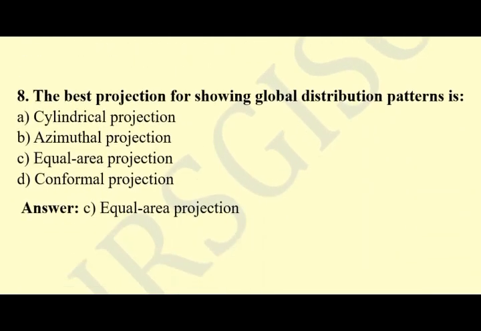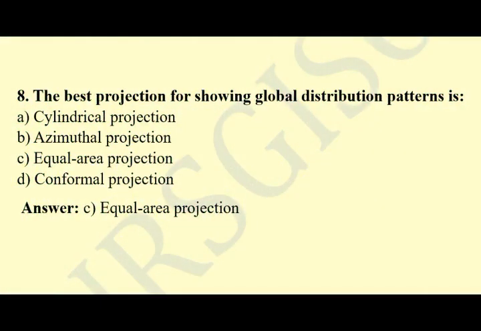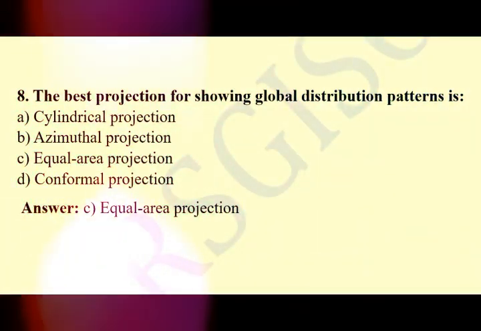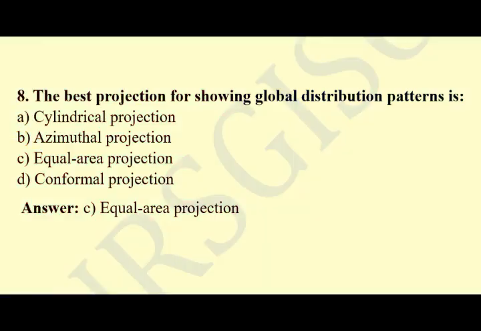Question number 8. The best projection for showing global distribution patterns is cylindrical projection, azimuthal projection, equal area projection, or conformal projection. Here the right answer will be equal area projection. For showing global distribution patterns or global mapping, equal area projections are very useful.